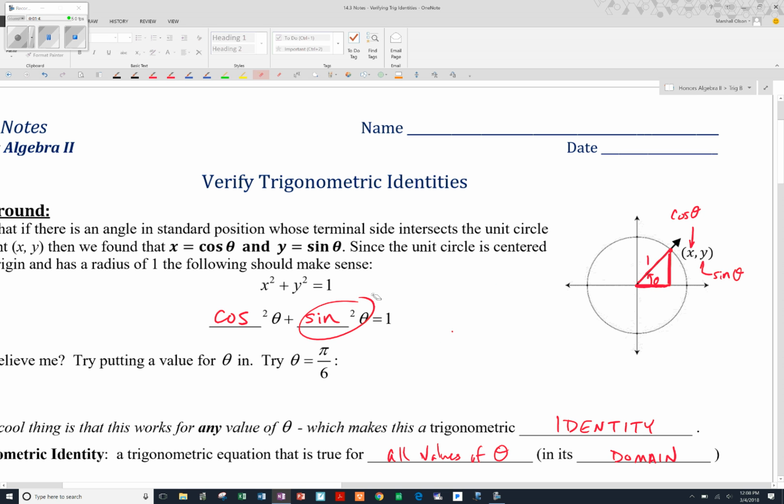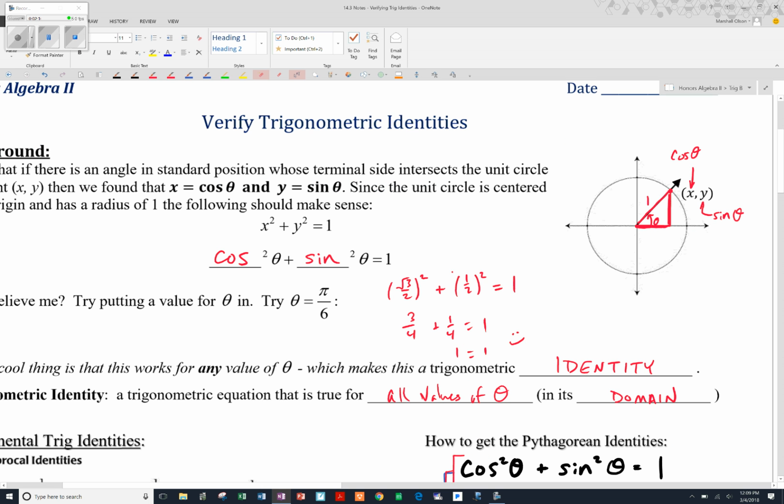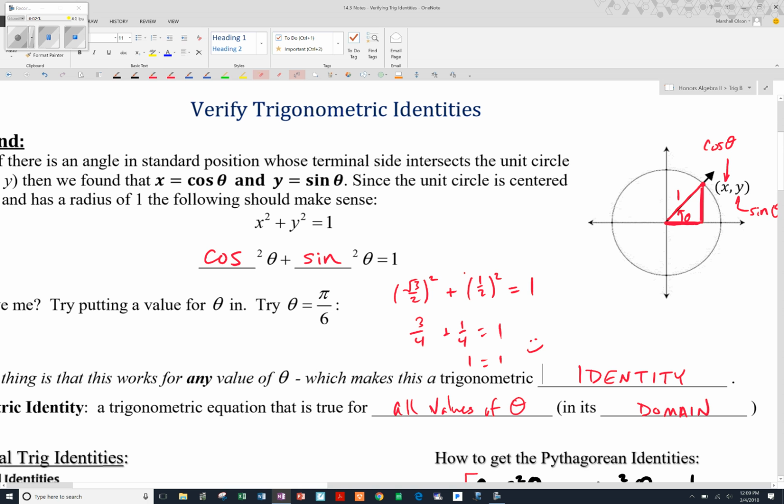And then here, we can prove that this works for one of our angles that we know, pi over 6. We know that the cosine of pi over 6 is square root of 3 over 2. So if we use this definition here, we would have the square root of 3 over 2 squared, that's cosine squared, plus sine of pi over 6, which is 1/2 squared. We can prove that this equals 1 by squaring each of these and then adding them together. We just proved that it works for that one angle, pi over 6. But really, this would work for any angle, and that's why we call this thing an identity.